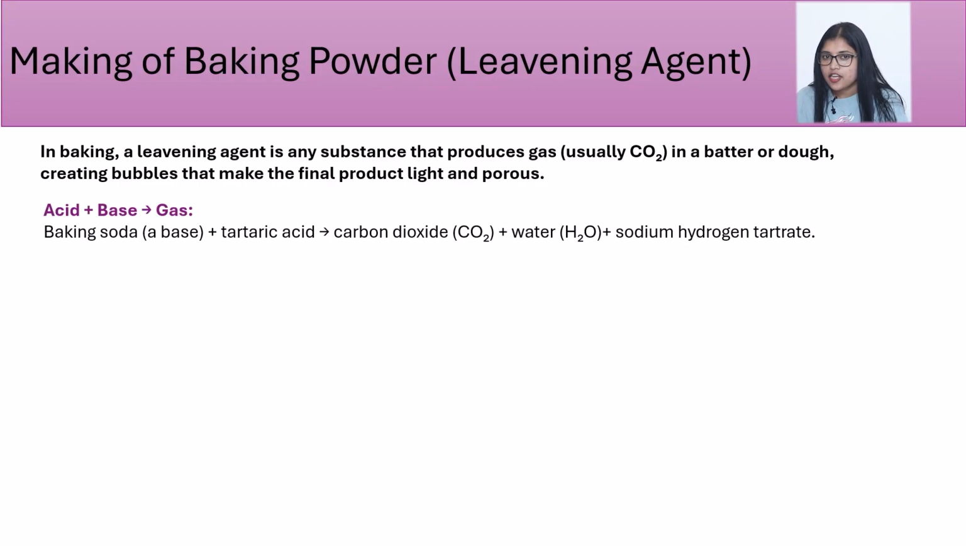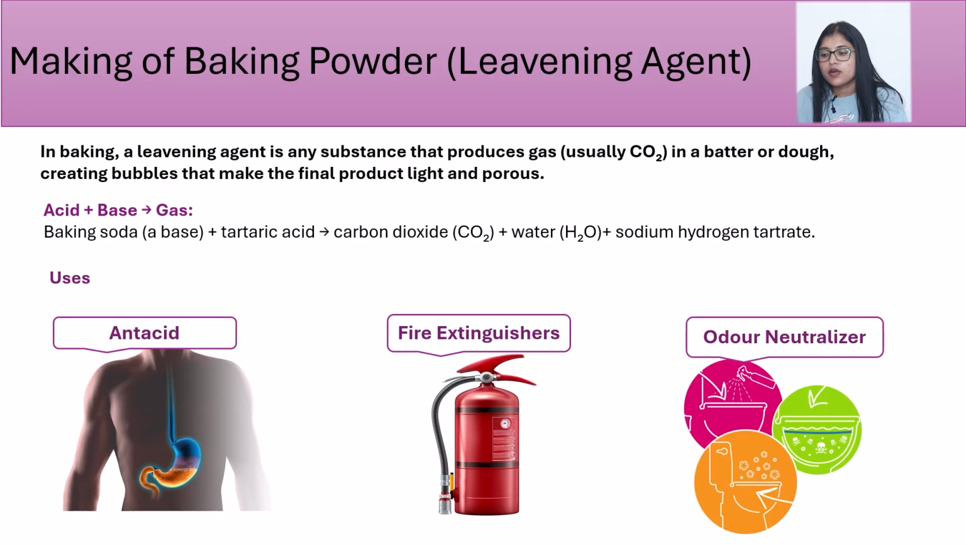Let's see how this reaction takes place. So, acid plus base releases gas, which is carbon dioxide. Here we are using baking soda as a base and tartaric acid to produce carbon dioxide gas and water and sodium hydrogen tartarate. Uses of this baking powder are not only in baking, but it can also be used as an antacid, fire extinguisher and an odor neutralizer.